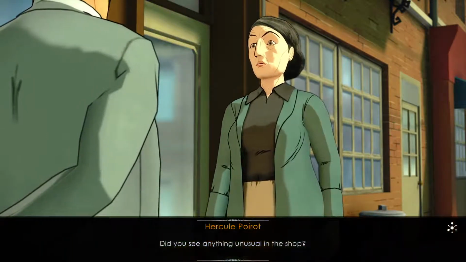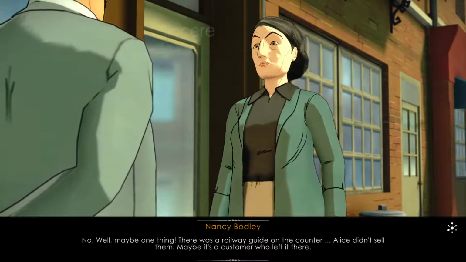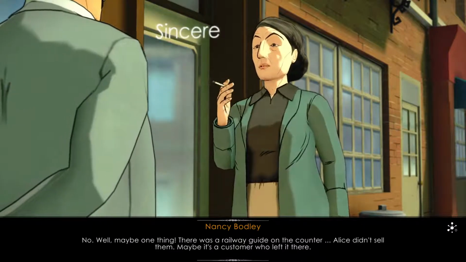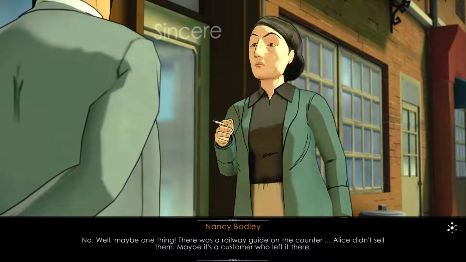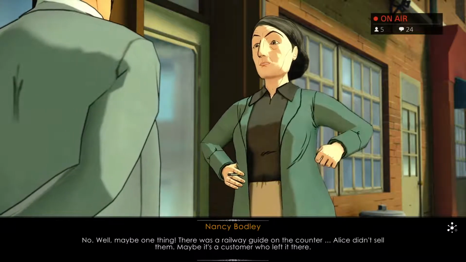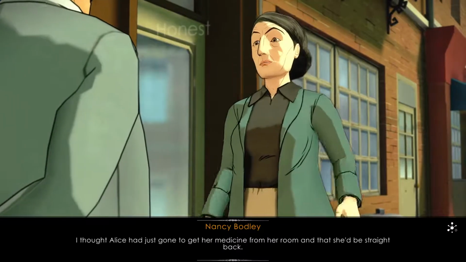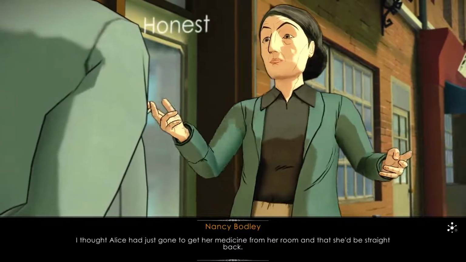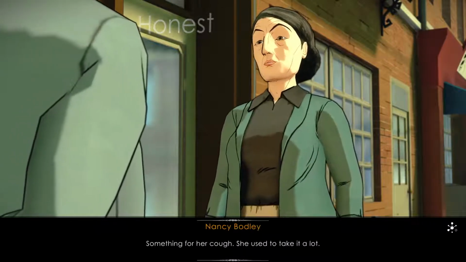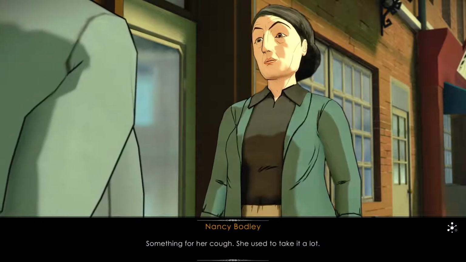Did you see anything unusual in the shop? No. Well, maybe one thing. There was a railway guide on the counter. Alice didn't sell them. Maybe it's the customer who left it there. You were not alarmed? I thought Alice had just gone to get her medicine from her room and that she'd be straight back. You mentioned medicine. Something for her cough. She used to take it a lot.